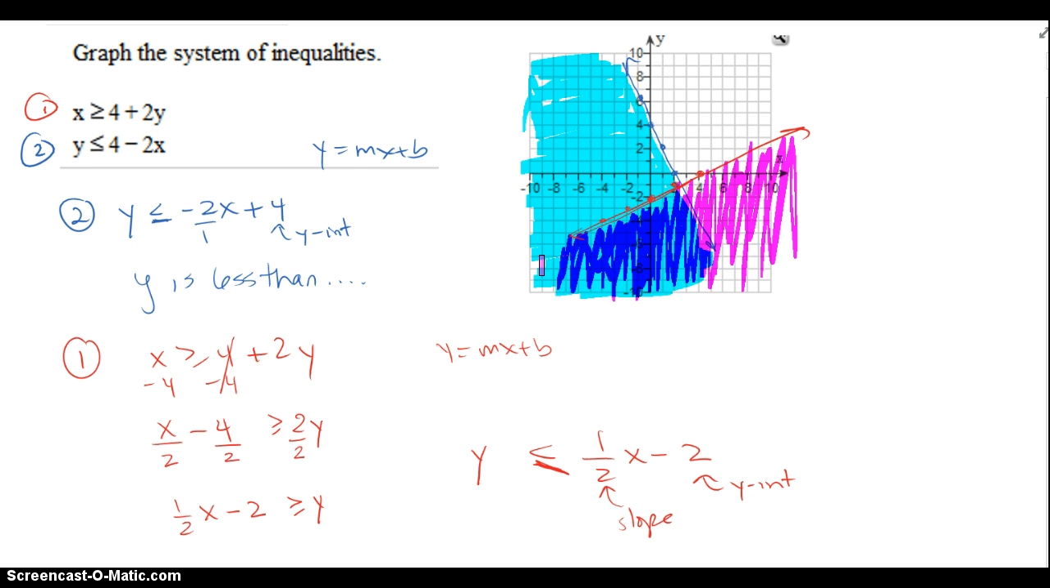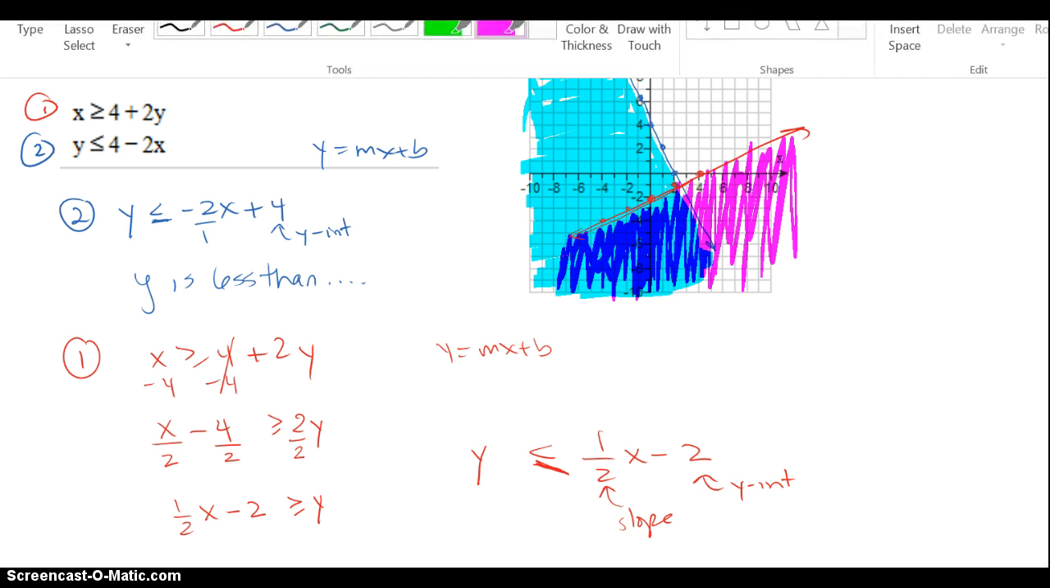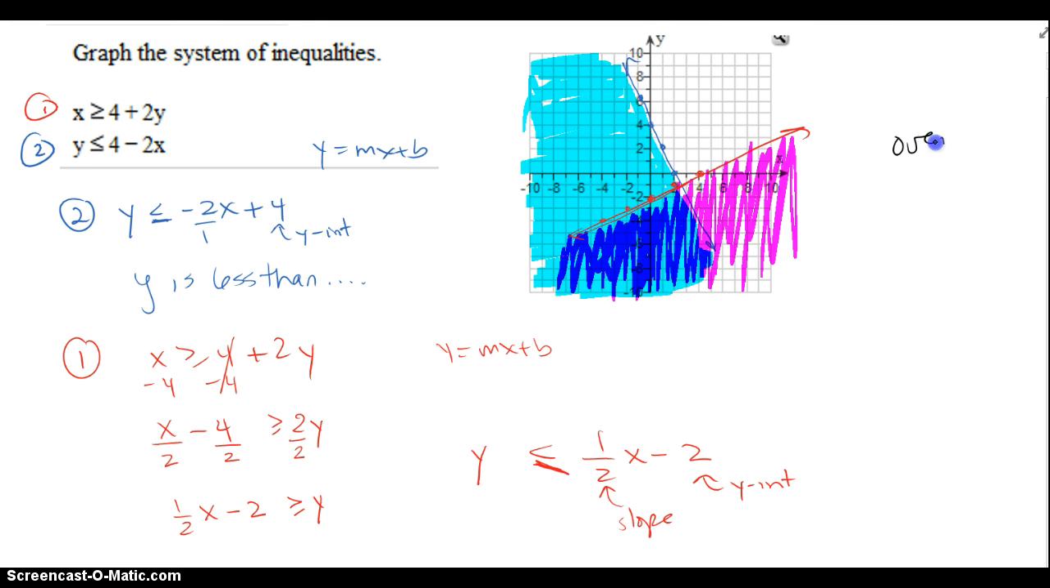Now notice where they overlap. My solution is ultimately where they overlap. That's where the solution is. And that happens to be right here. So if you're using MyMathLab and shading, you would click the bucket and shade right here. You would graph your first line, your second line, and then shade only the region that they have in common.